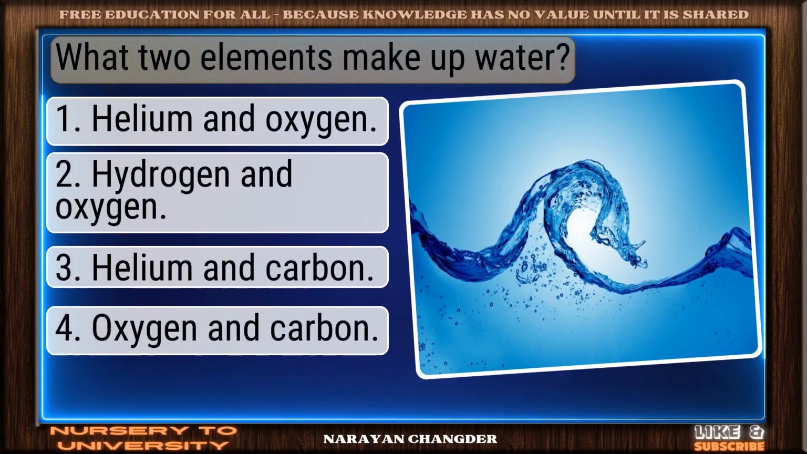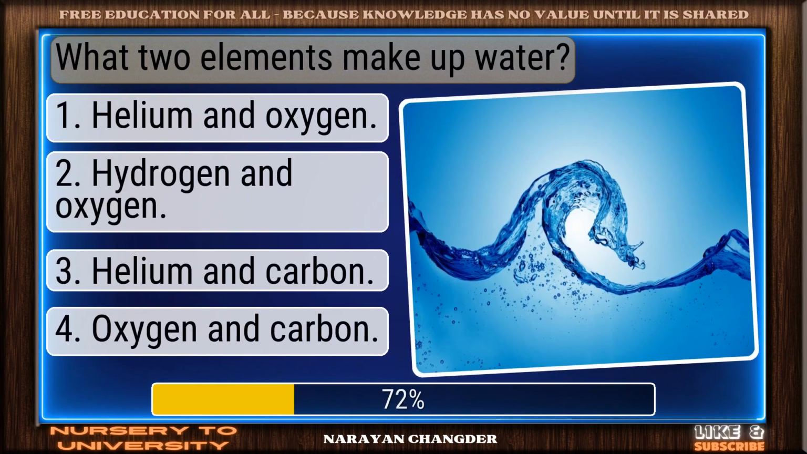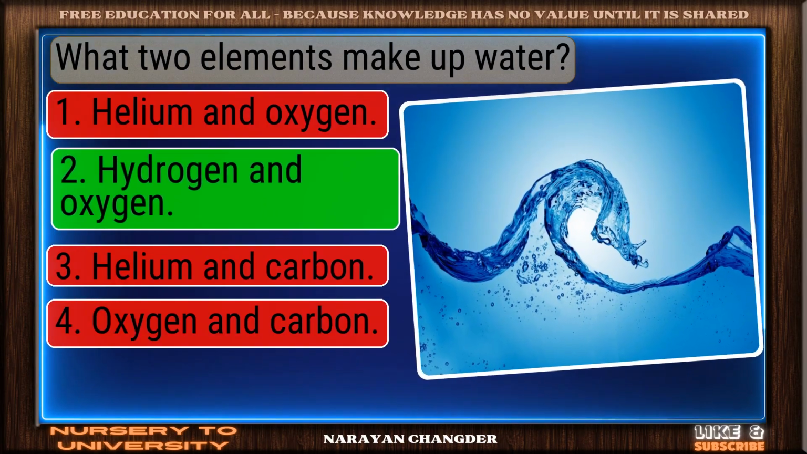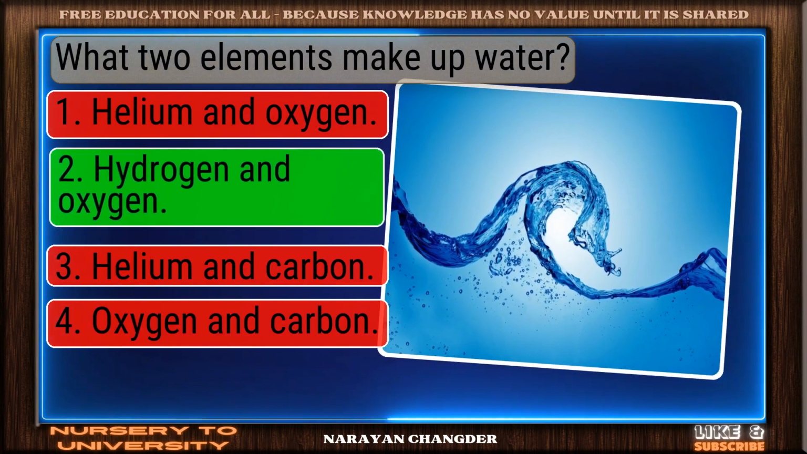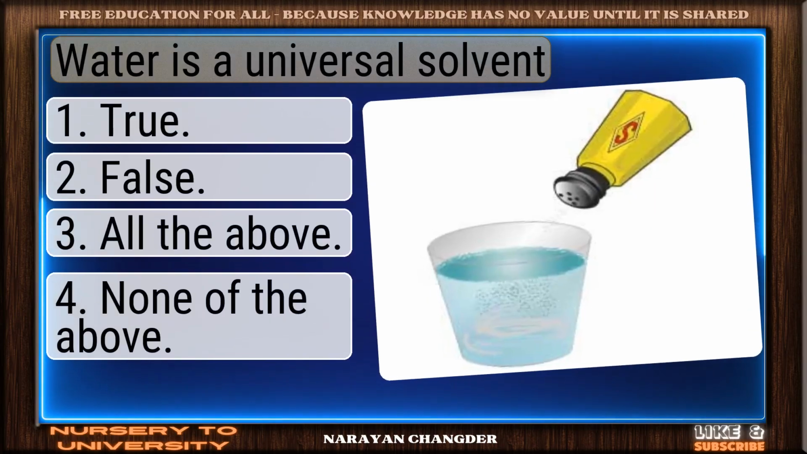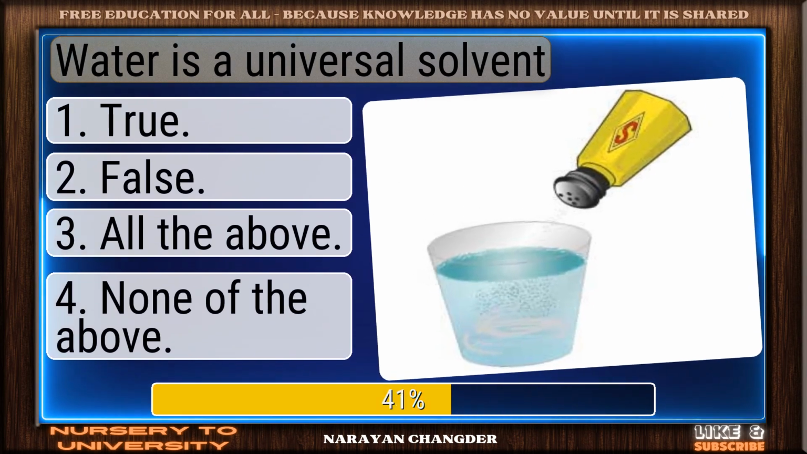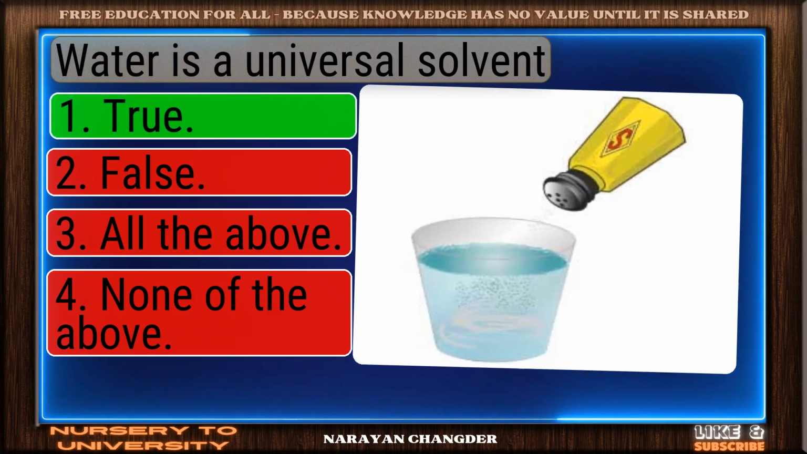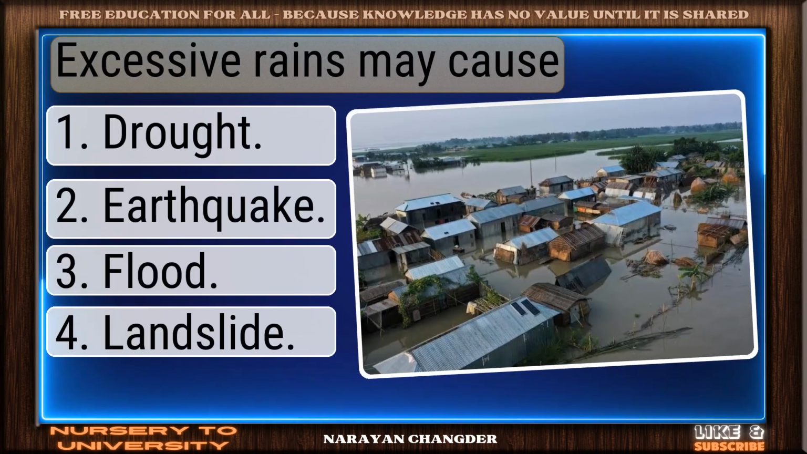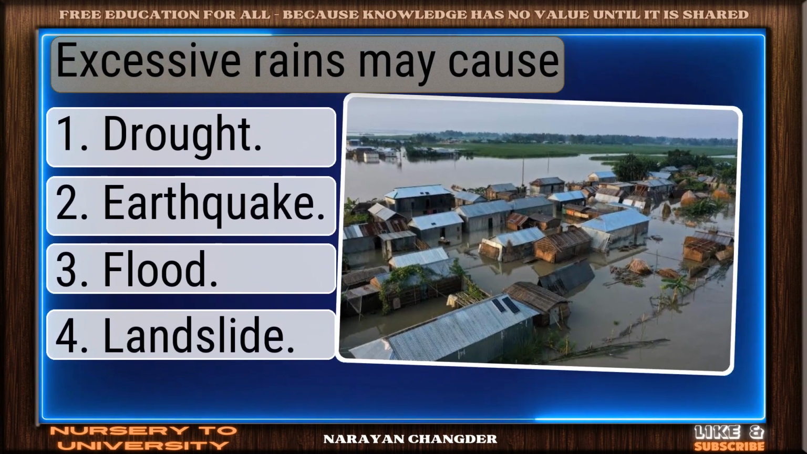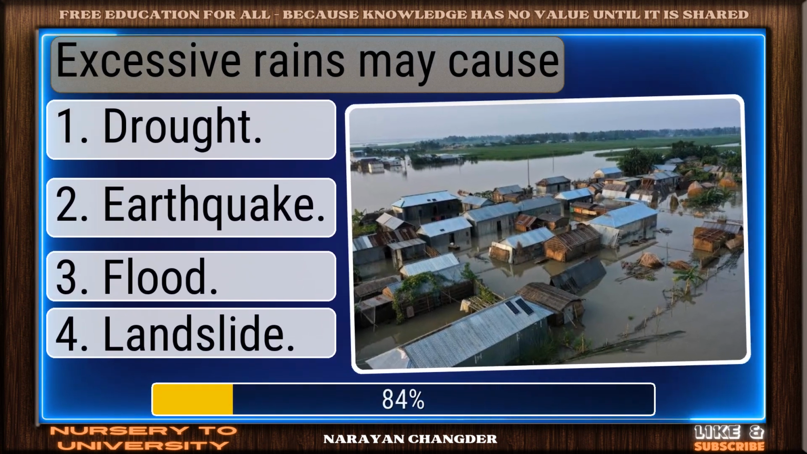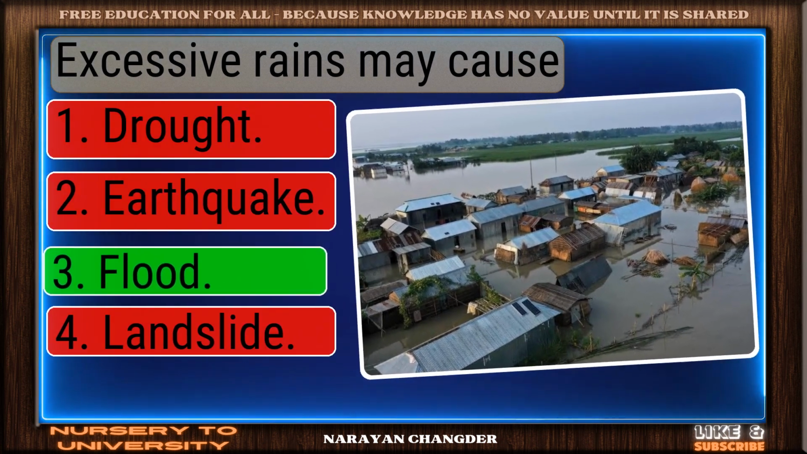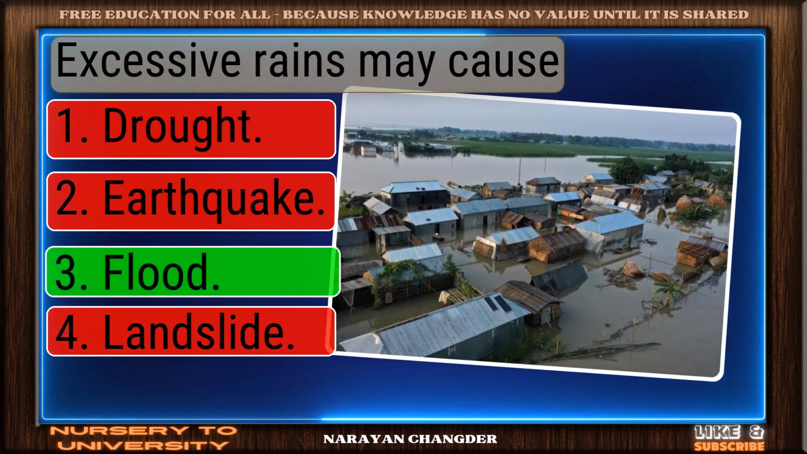What 2 elements make up water? Solid response. Hydrogen and oxygen is a valid choice. Water is a universal solvent. Strong choice. True is the right answer. Excessive rains may cause. Good thinking. Flood is the right answer.